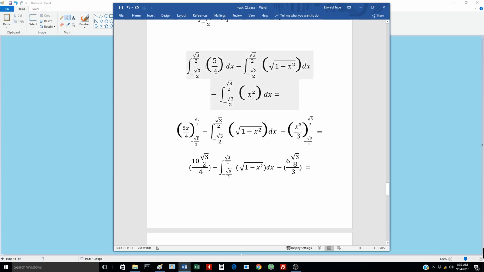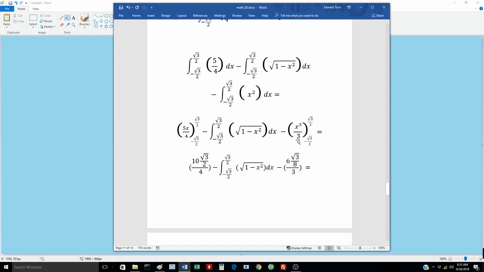So plugging in the values. Fortunately, the values on the bounds are symmetrical, so you're basically just doubling the largest number when you actually go through the machinations of precipitating out the number from actually doing the integration. So when you have 5x over 4 bounded on the right hand side by square root of 3 over 2, and the left hand side negative square root of 3 over 2, you're functionally just doubling that number. It's 10 square root of 3 over 2 over 4.